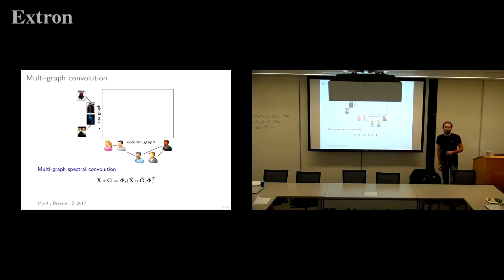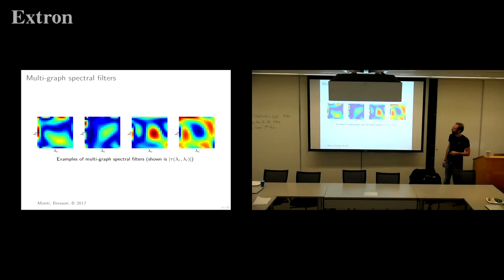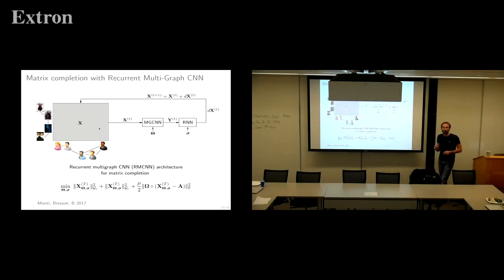And we can also define, in the same way as we had polynomial filters before, bivariate polynomials now. They depend on two frequency parameters, the eigenvalues of the first graph and the second graph. Exactly the same thing: we have a constant number of parameters that parameterize this filter. These will be the optimization variables in our learning. So this is an example of how these filters look. Here, the two axes are the column and the row frequencies on these two graphs.